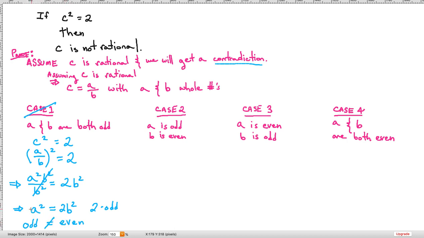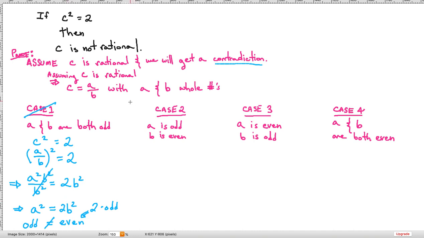This is a whole number. I know it's odd. An odd number squared is always odd, so the left-hand side is odd. But then this is an odd squared times 2, which is even. And an even cannot equal an odd, so it doesn't matter how long you try. It doesn't matter how many attempts you make at trying to solve this equation where a and b are both odd, you will always fail.